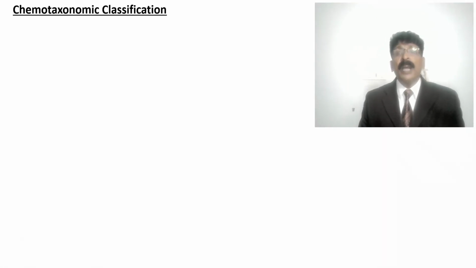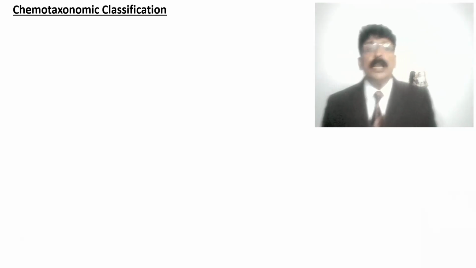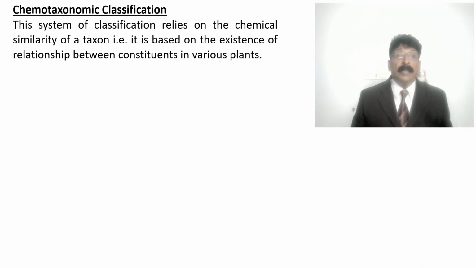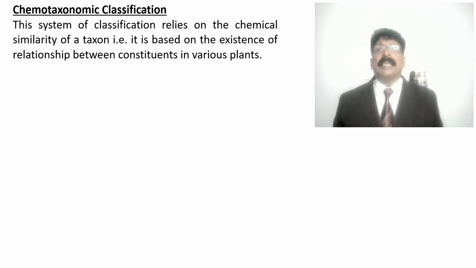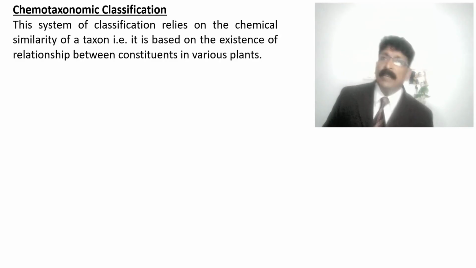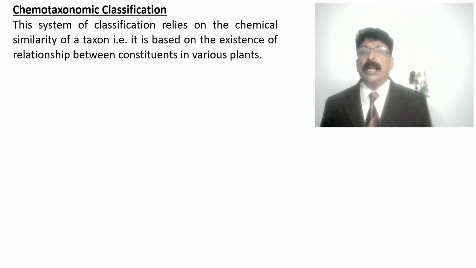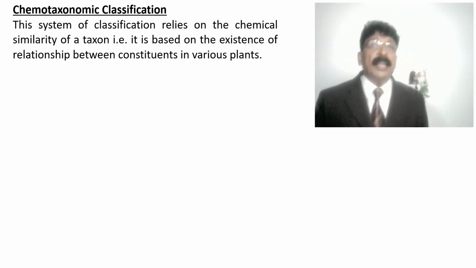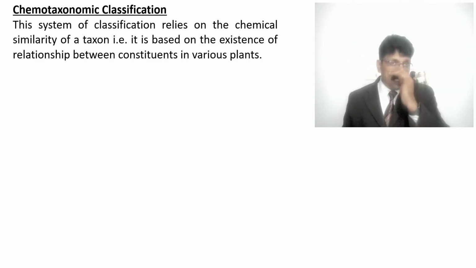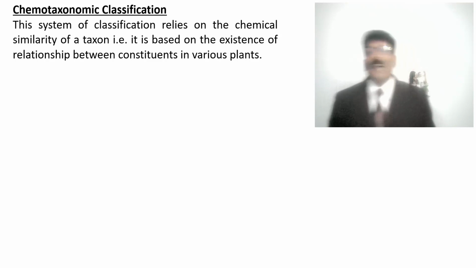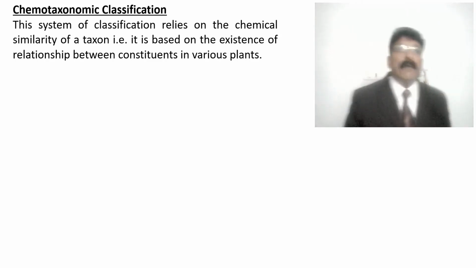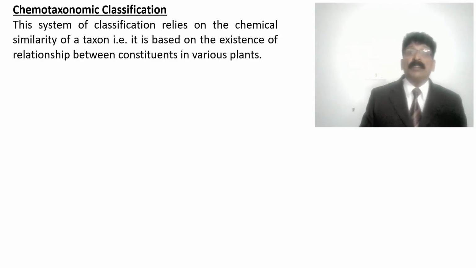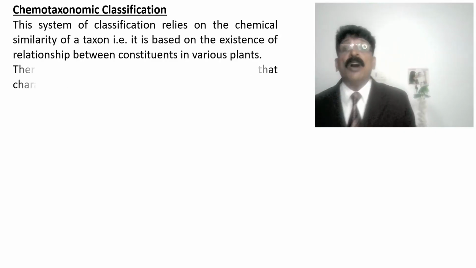And now we are coming to the next classification, chemotaxonomical classification. This system of classification relies on the chemical similarity of a taxon. For example, the Solanaceae family, having similar constituents of tropane alkaloids, can be classified with a chemotaxonomical classification. Solanaceae family has tropane alkaloids. Like that, Rubiaceae family has quinoline alkaloids. Like that we can have a chemotaxonomical classification, chemical as well as taxonomy. So it is based on the existing relationship between the constituents of the various plants.